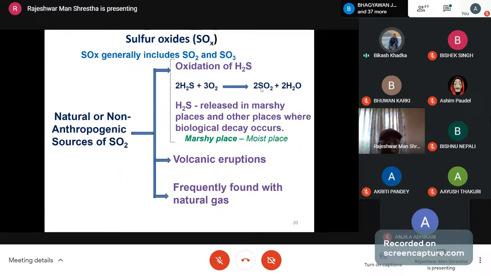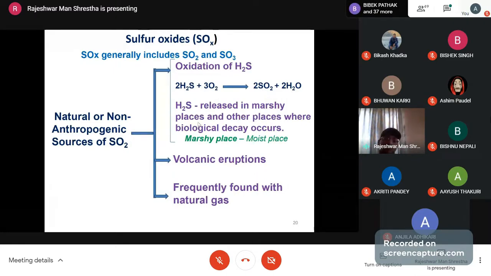Okay? Okay, sir. And sulfur dioxide. SO means SO2 gas and SO3 gas. SO3 gas is formed by the oxidation of sulfur dioxide in the presence of a catalyst. The main one is SO2 gas.